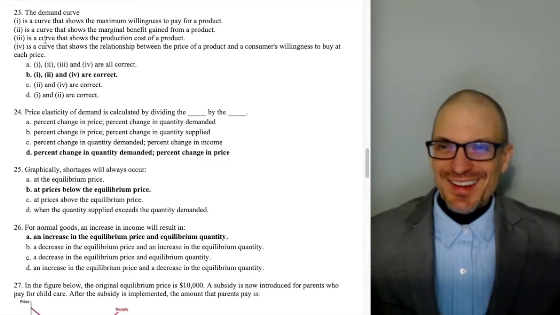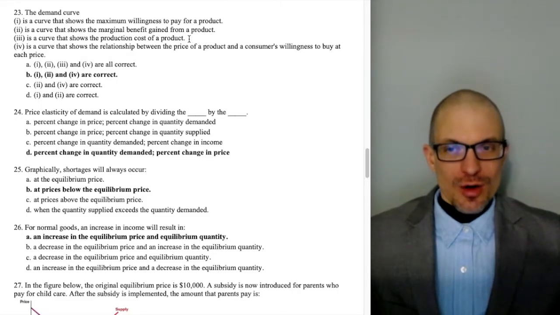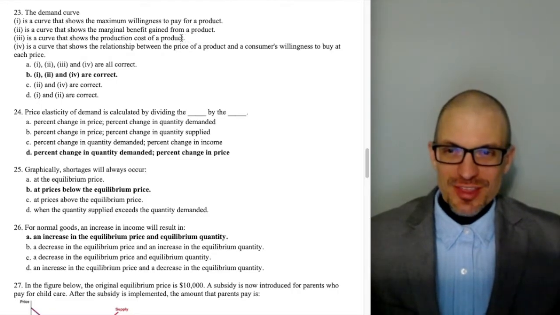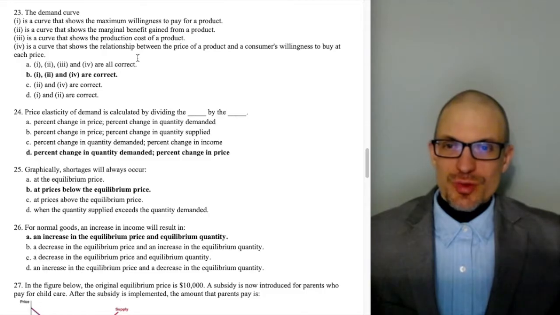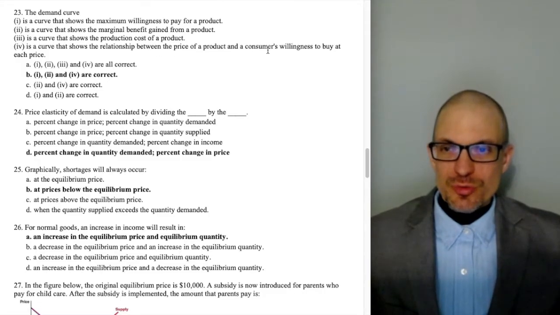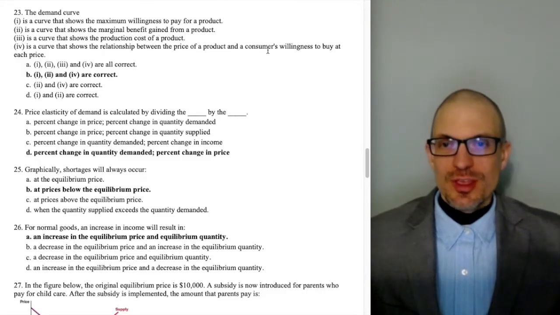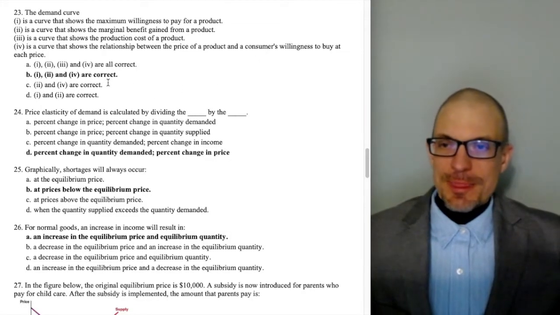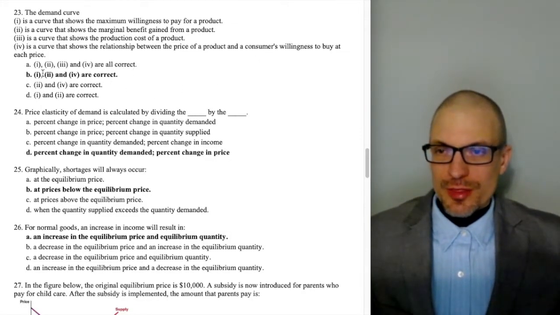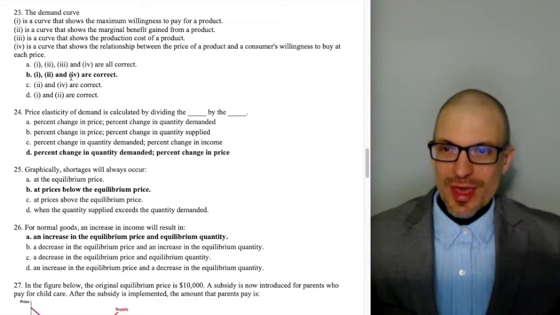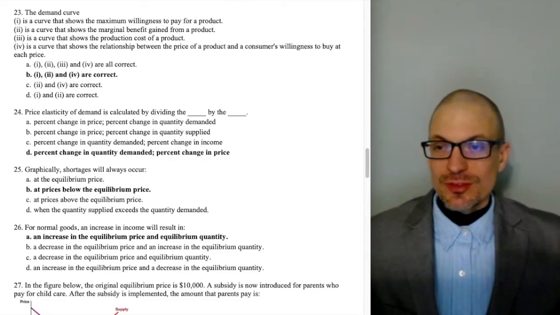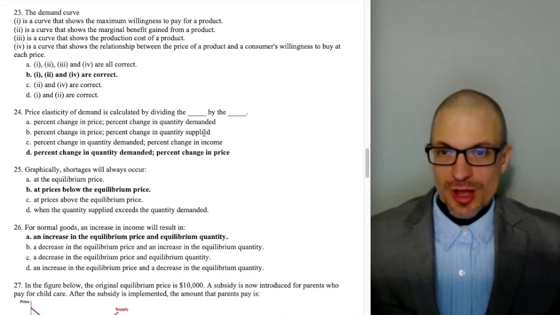We just said that. Is a curve that shows the production cost of a product? No. So the demand curve is not going to say anything about costs. Is a curve that shows the relationship between price of a product and consumers' willingness to pay at each price? That's exactly demand. Okay, so it's going to be B. 1, 2, and 4 are correct. 3 is incorrect, right? The curve that shows the production cost of a product.